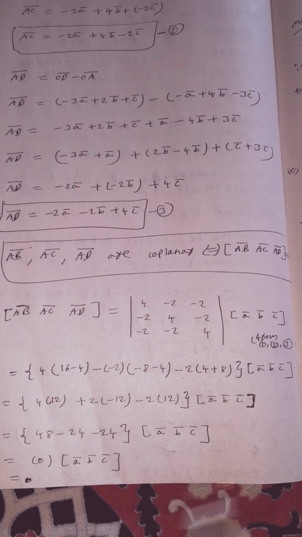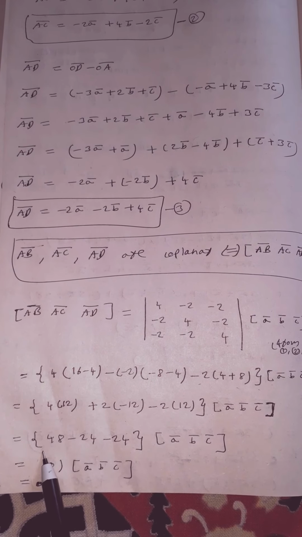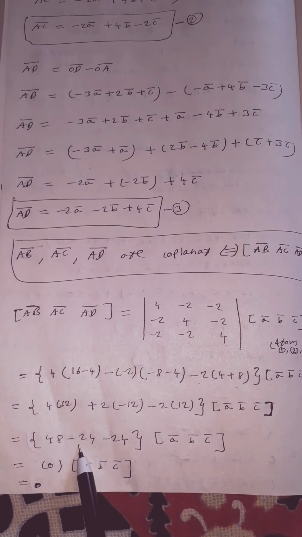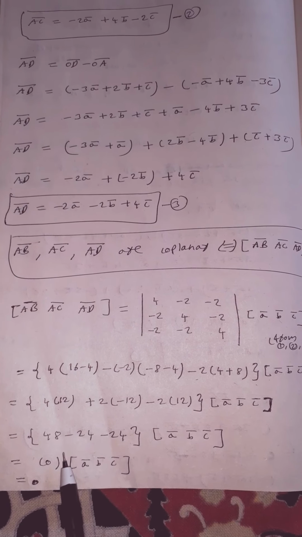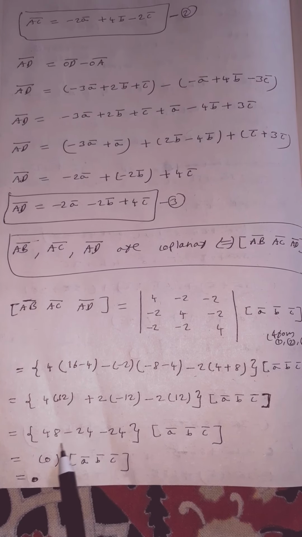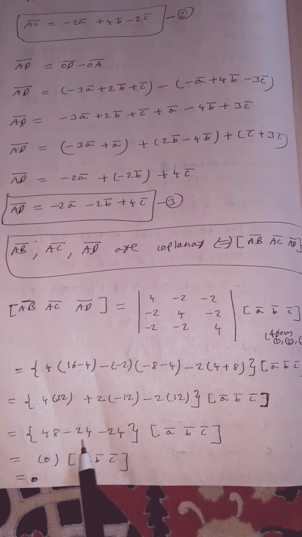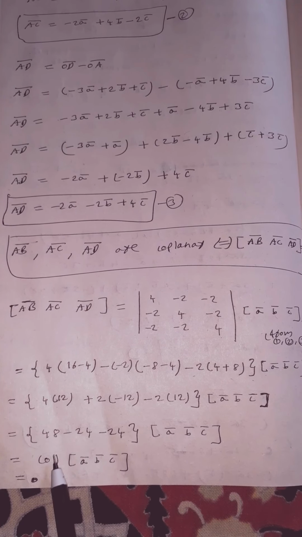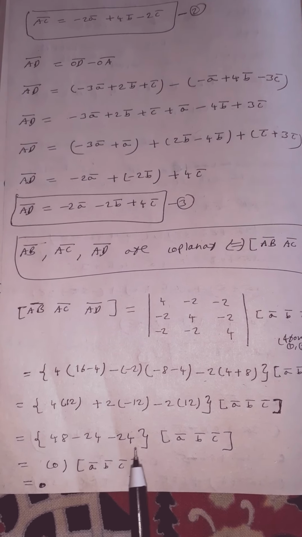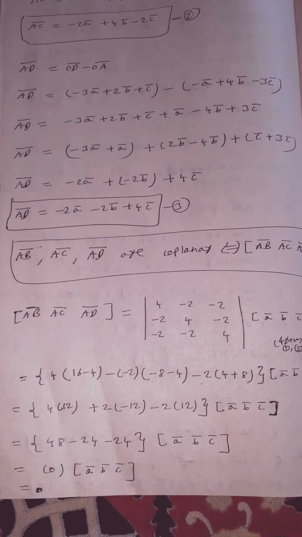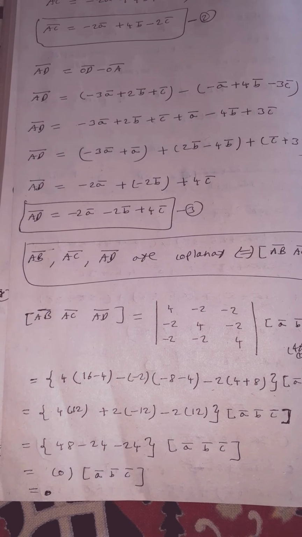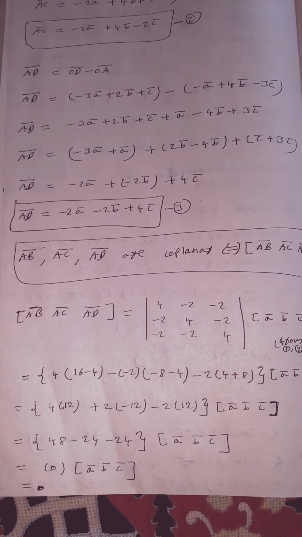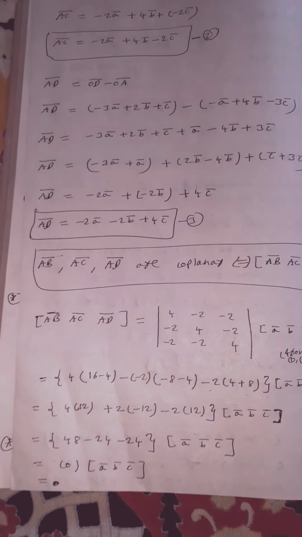Write the box as it is. So 4 into 12 is 48, children. Plus into minus is minus. 2 into 12 is 24. So here also 2 into 12 is 24. So if you take 48 minus 24, that is 24. 24 minus 24 is 0. So 0 into something is 0. Hence what we can say, children, is that A, B, C, D are coplanar vectors. So in this way you can do it, children.